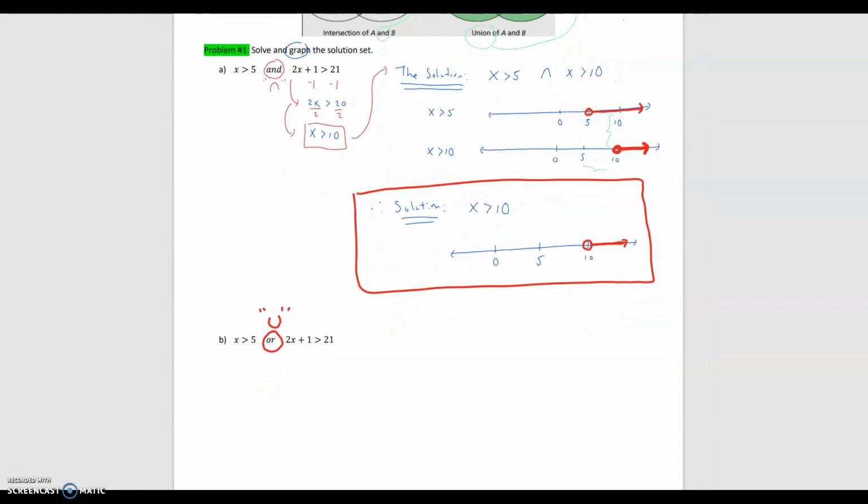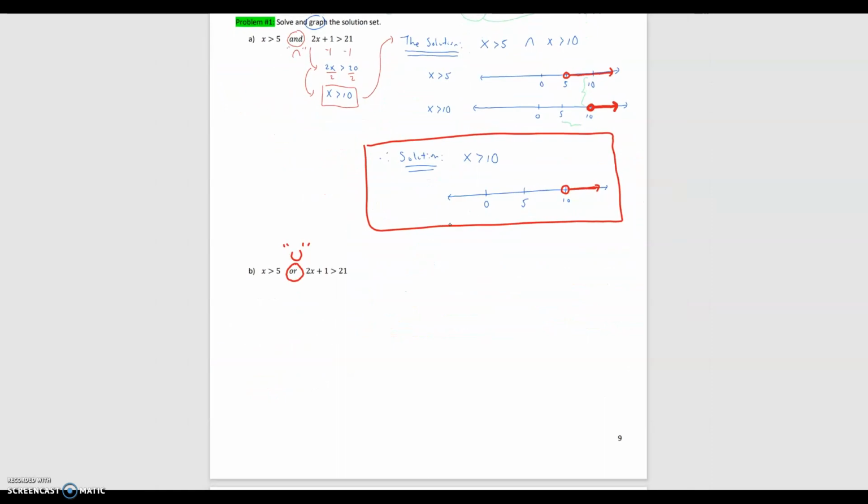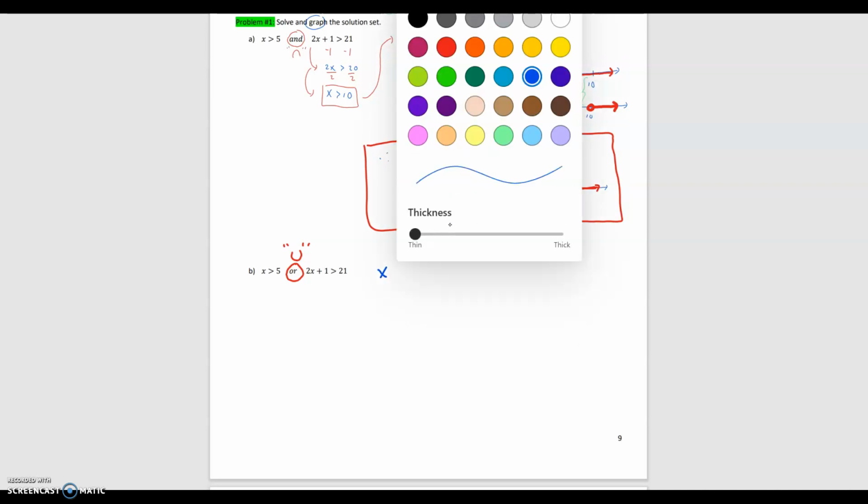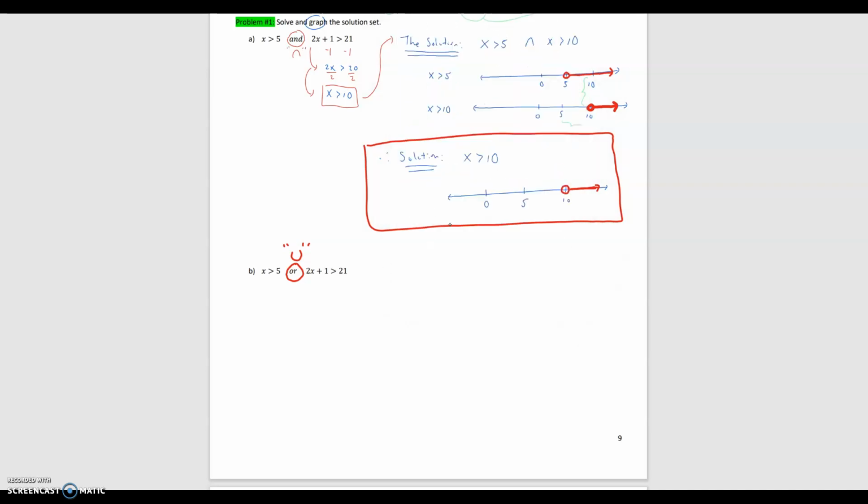So if you had another one, let me just rewrite the whole thing so that it's kind of clear. So x is greater than 5. Once again, we technically have 0, that's 5. X is greater than 10. And I'm just going to put 10 as a reference.